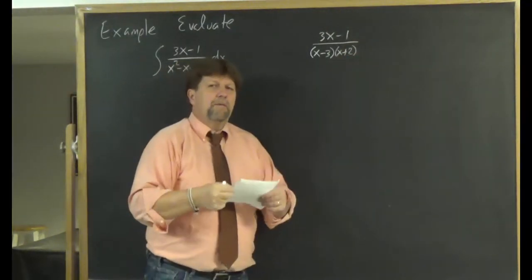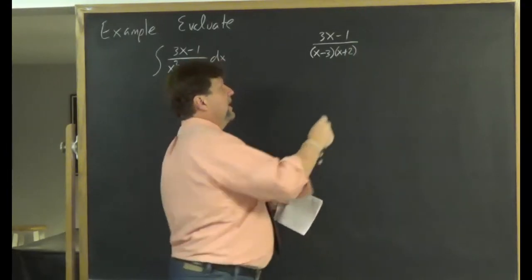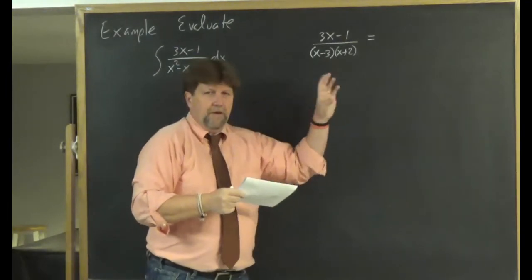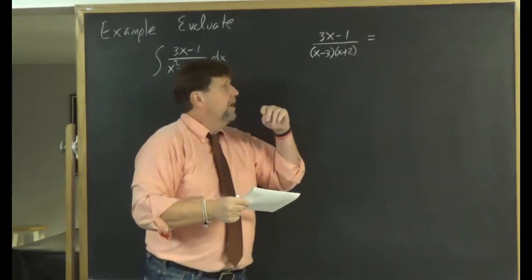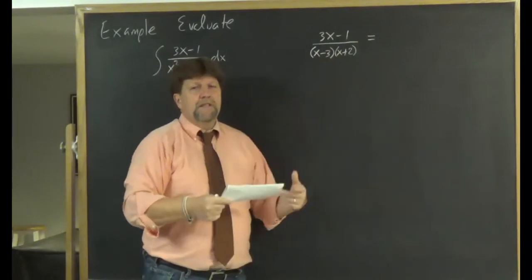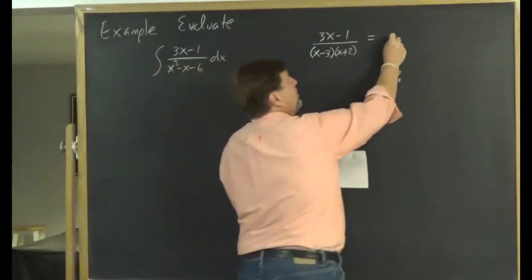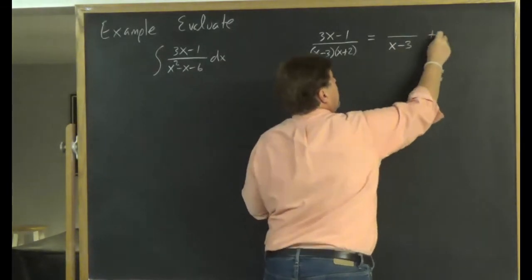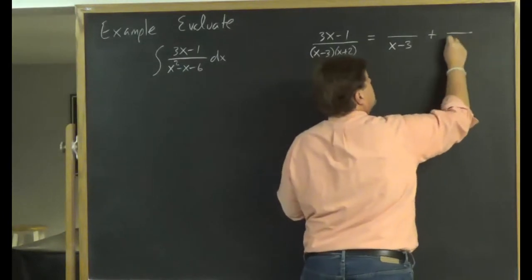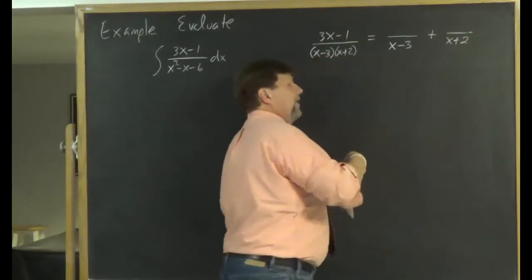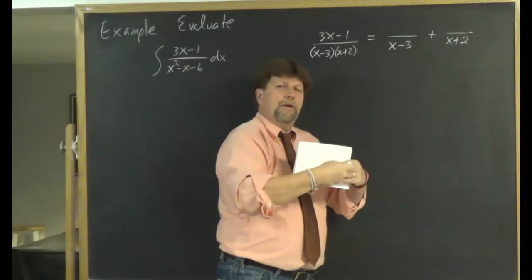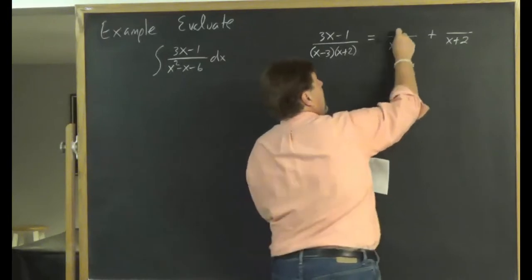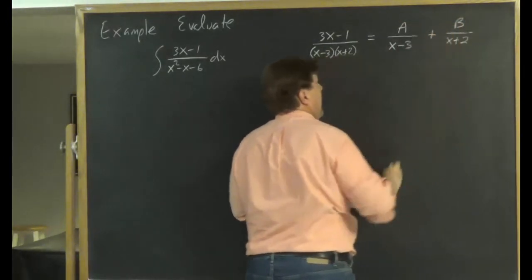So the process of partial fraction decomposition is I have to have one term for each factor that's in the denominator. So I have to have a term for the factor x minus 3, and I have to have a term for the factor x plus 2. Now the numerators are going to be constants. The numerators will be a degree that's one less than the degree of each of those denominators. So I generically put in an A and a B.